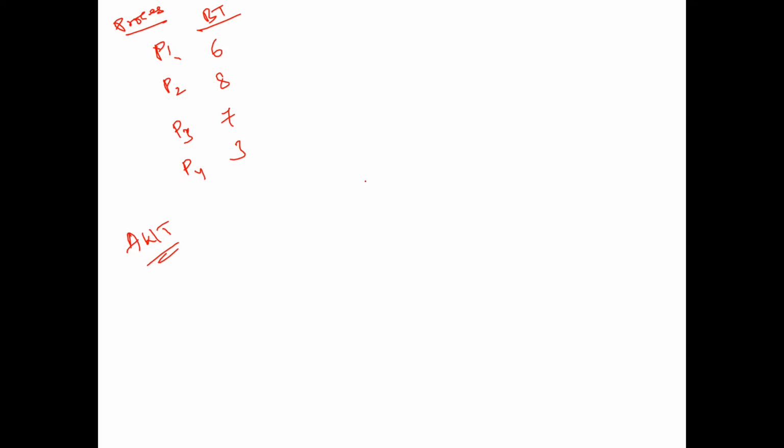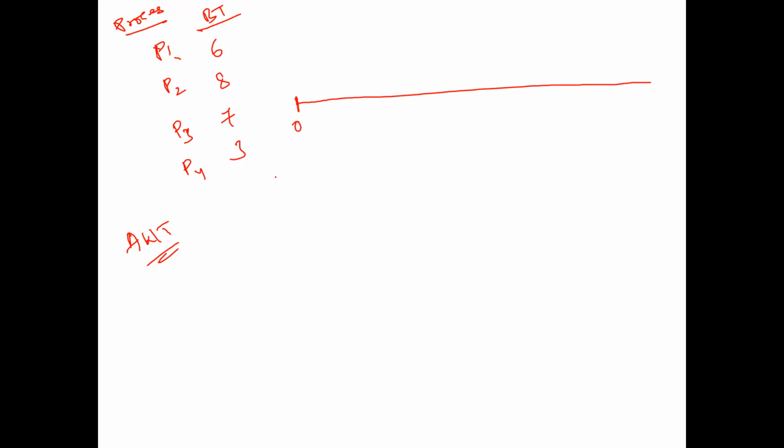So to calculate the average waiting time, we have to calculate the individual waiting times. Before calculating the individual waiting times, we have to draw the Gantt chart. Okay, this is the Gantt chart. The Gantt chart will start from 0.